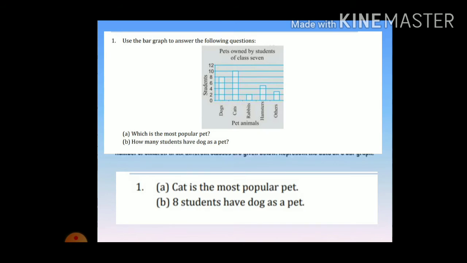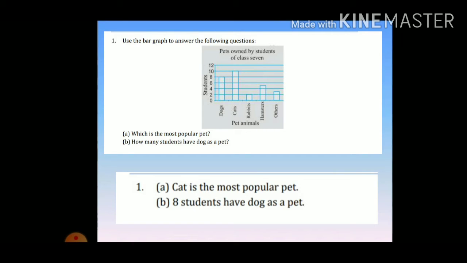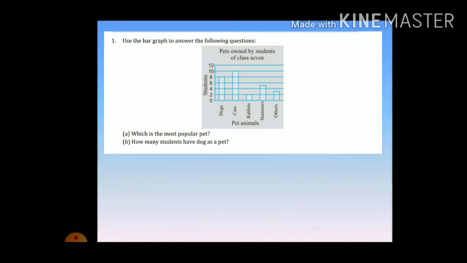Over here, the very first question is which is the most popular pet, right? So from this bar graph you can understand that cat is the most popular pet, while the second question is how many students have dog as pet. As you can see from the bar graph, the number is 8 students who have dog as pet. Okay, now let's move to the second question.